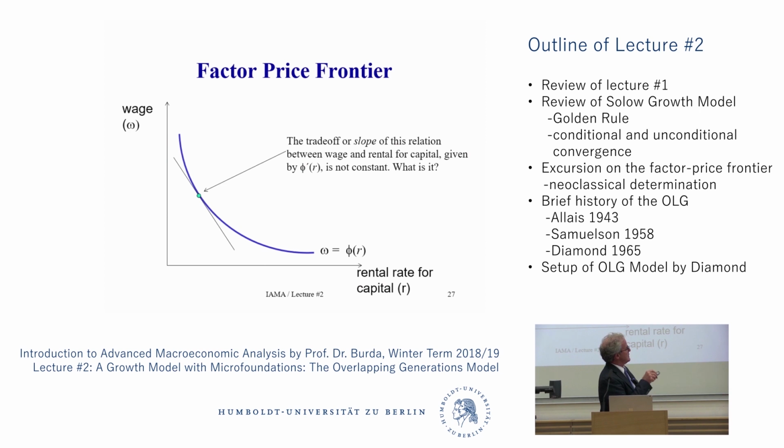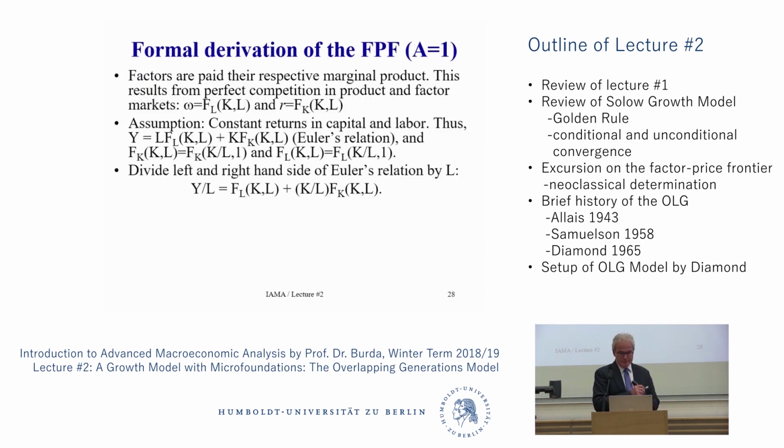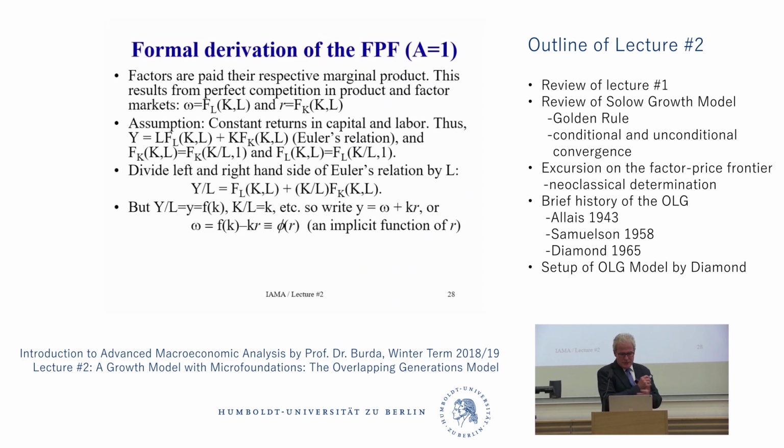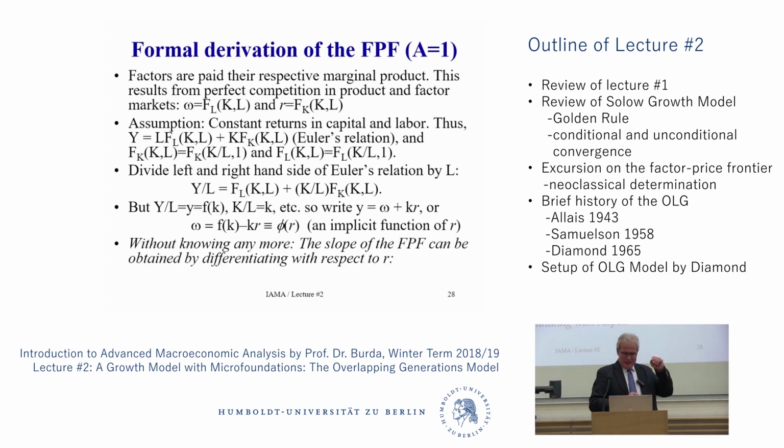Similarly, if I'm down here, this is all for a common technology. I've set A equal to 1. So if you just do the divide by L, you get this fantastic relationship expressing omega, the wage, as a function of r. And we can actually prove that the slope of this function phi is equal to minus little k. Okay, so this is like one of these real magic wow moments you're going to have.